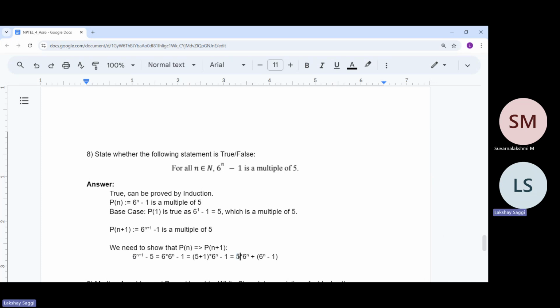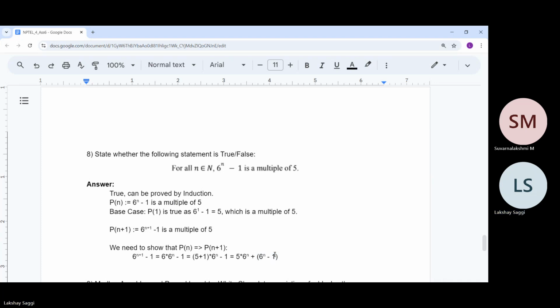So what this actually means is that this whole term, 6 to the power n+1 minus 1, can just be written down as a sum of two terms, both of which are multiples of 5. This is a multiple of 5 we can see directly, and this is a multiple of 5 by our inductive hypothesis. So this term is the sum of two multiples of 5, and the sum of two multiples of 5 is also a multiple of 5, right?